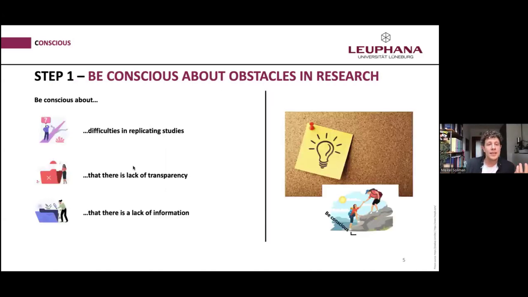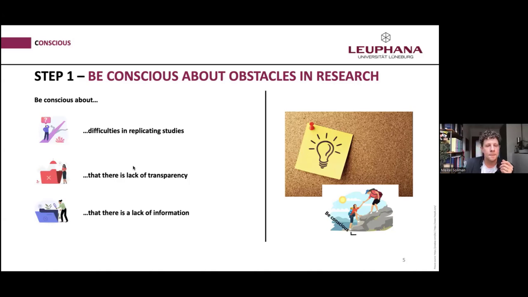So basically, my first takeaway for students and also for teaching open science practices in higher education is to make students conscious about the fact that there are still some obstacles in research, that some studies are indeed hard to replicate, and that one of the reasons might be that there is a lack of transparency or a lack of information in those studies that makes it hard for you to replicate them.